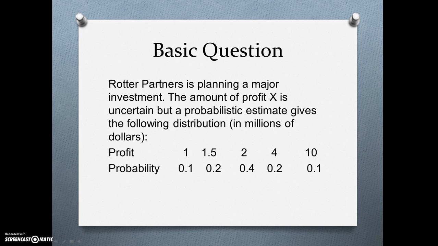Basic question. Roder Partners is planning a major investment. The amount of profit, X, is uncertain, but probabilistic estimates give the following distribution in millions of dollars. Profit 1, probability 0.1. Profit 1.5, probability 0.2. Profit 2, probability 0.4. Profit 4, probability 0.2. Profit 10, probability 0.1.